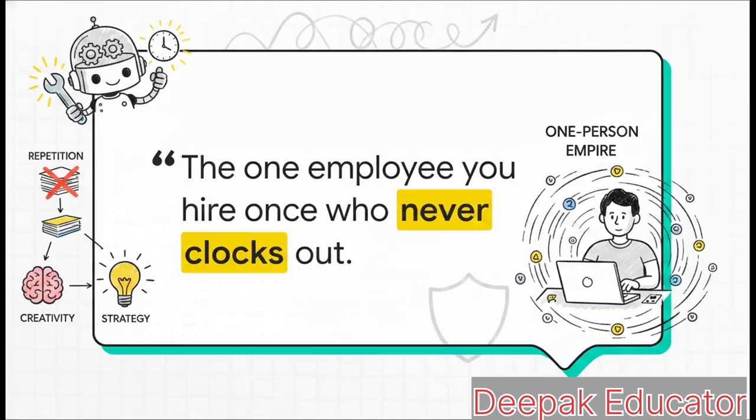Mind-blowing, right? It all really boils down to this perfectly stated summary. The one employee you hire once who never clocks out. Having a self-updating, self-monitoring system running those boring, repetitive parts of your operations, that is what prevents burnout. It's the secret sauce that actually makes a one-person empire sustainable over the long term. It lets you focus on the fun stuff, strategy, and creativity instead of constantly putting out fires.